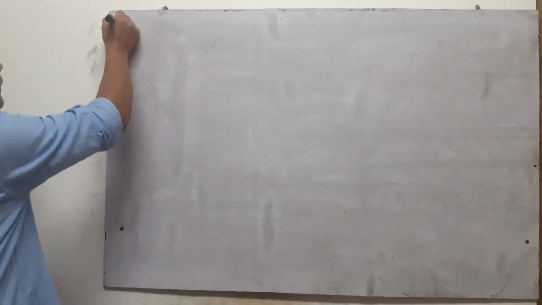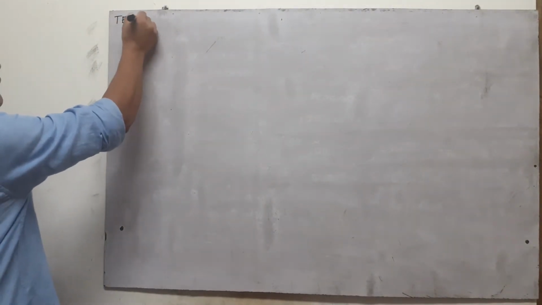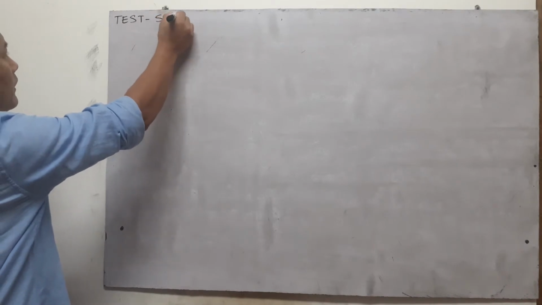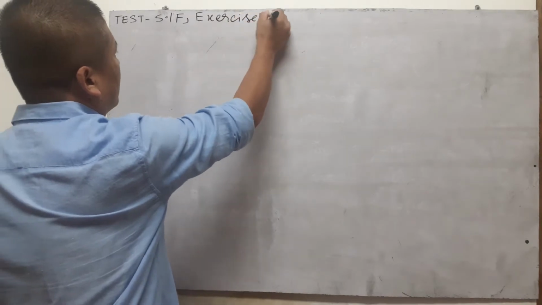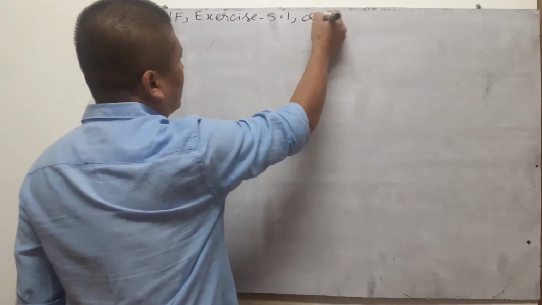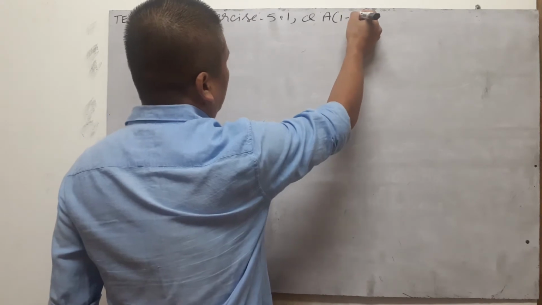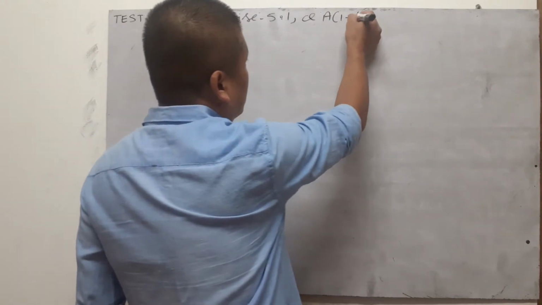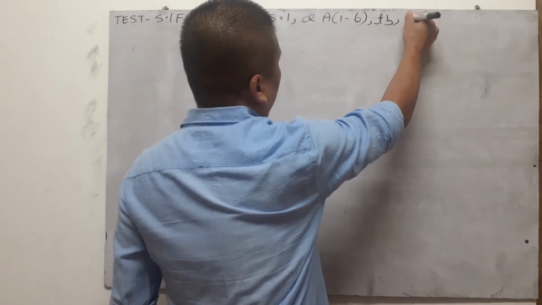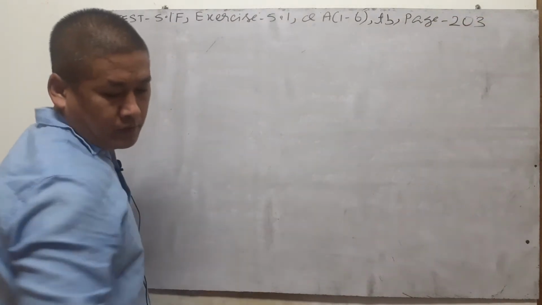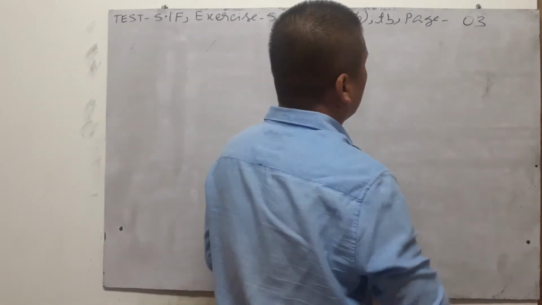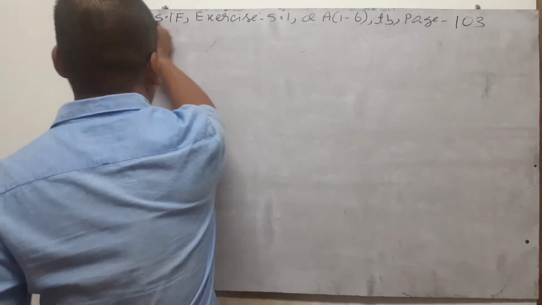Okay, so the last test in this exercise 5.1 again. Just follow me and write like this. Test 5.1F, exercise 5.1, question A1 to 6 of them are from the textbook on page 203. No, not 203, 103. 103. So write it like this.